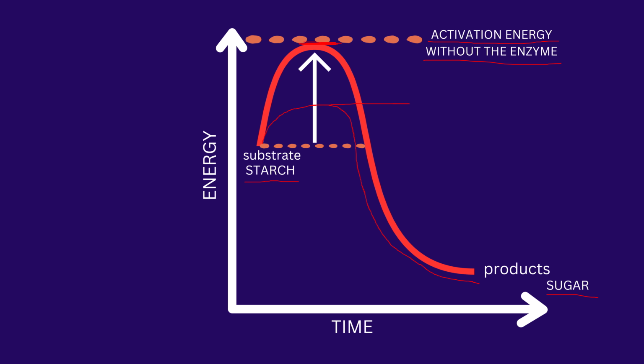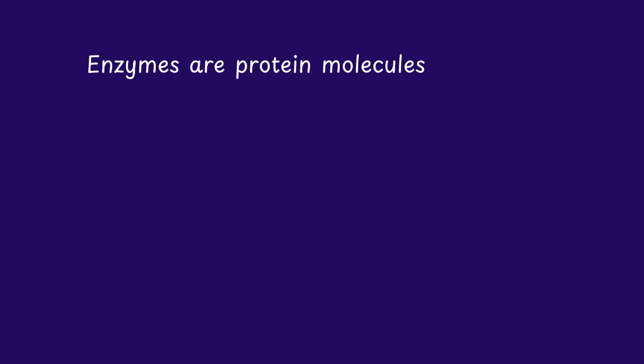And so this is important because enzymes allow reactions to take place at a lower temperature than normal. And this allows metabolic reactions now to occur rapidly in the human body at 37 degrees Celsius, which is relatively low and safe. Another thing that you need to know about enzymes is that they are protein molecules.